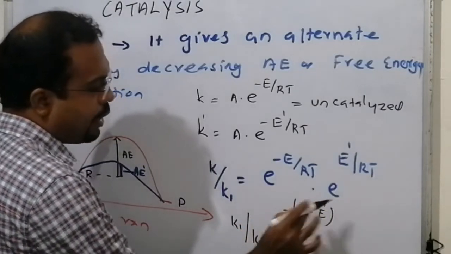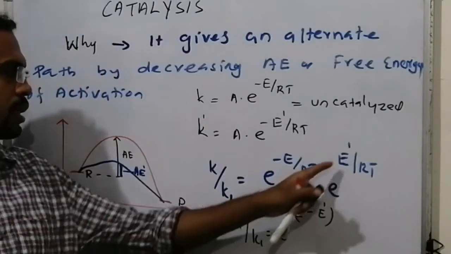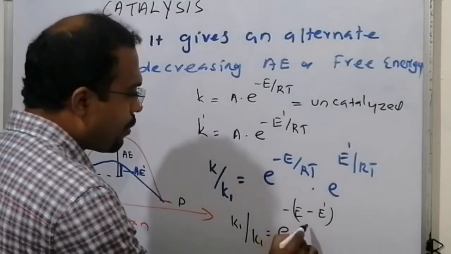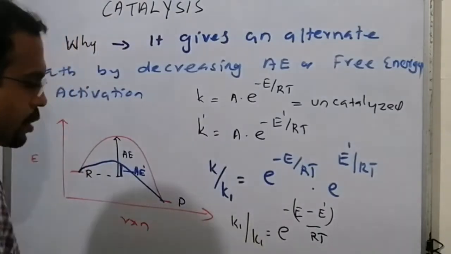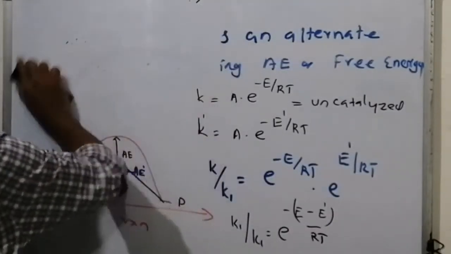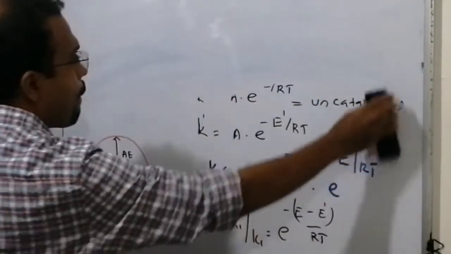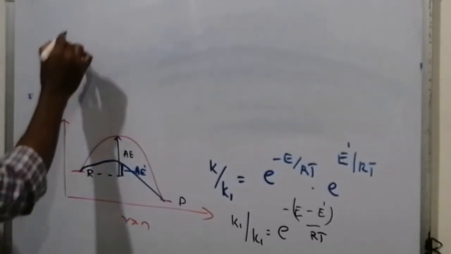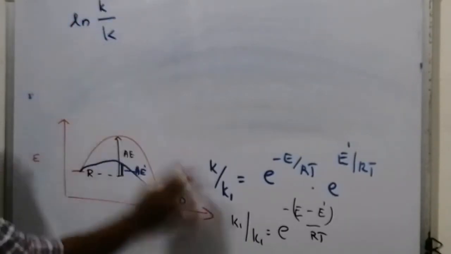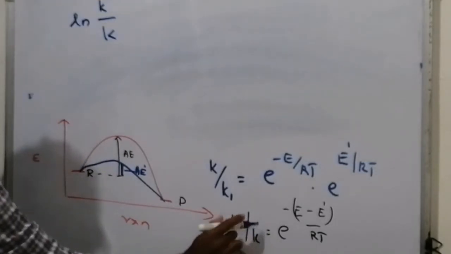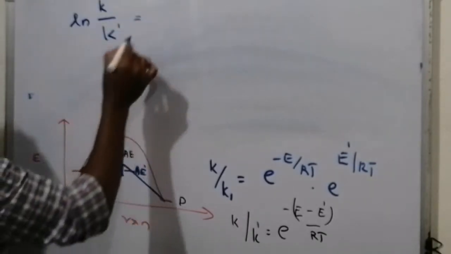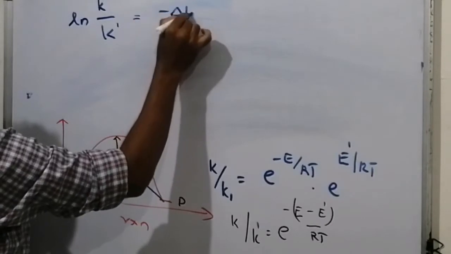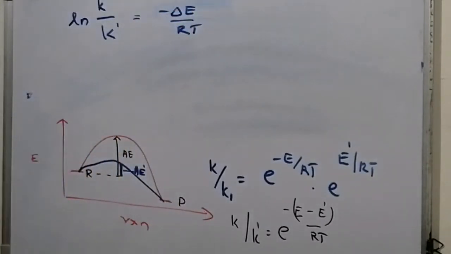I'm really sorry, it is minus E by E dash. E is the activation energy without the catalyst, and E dash is the activation energy in the presence of the catalyst, all divided by RT. Therefore, look at it here: ln K by K dash equals minus delta E by RT.